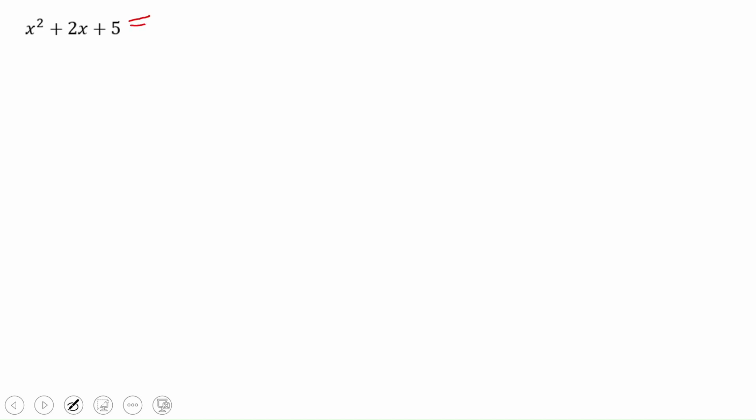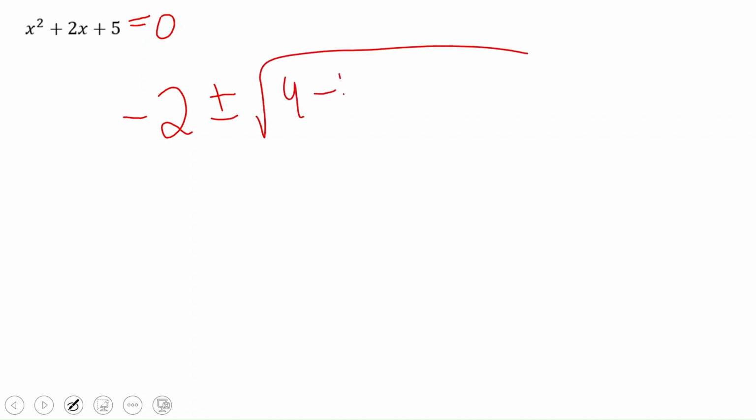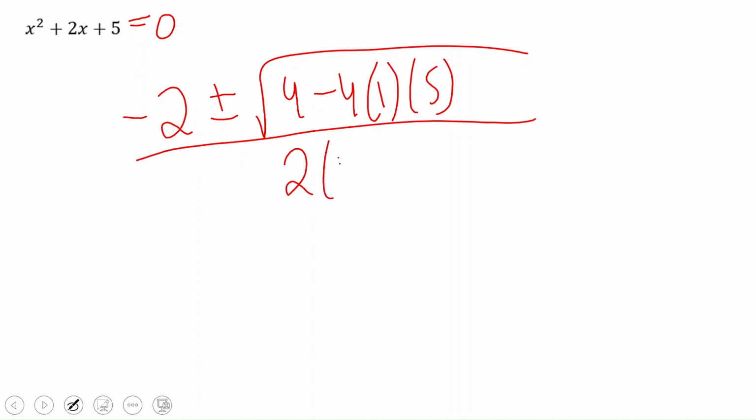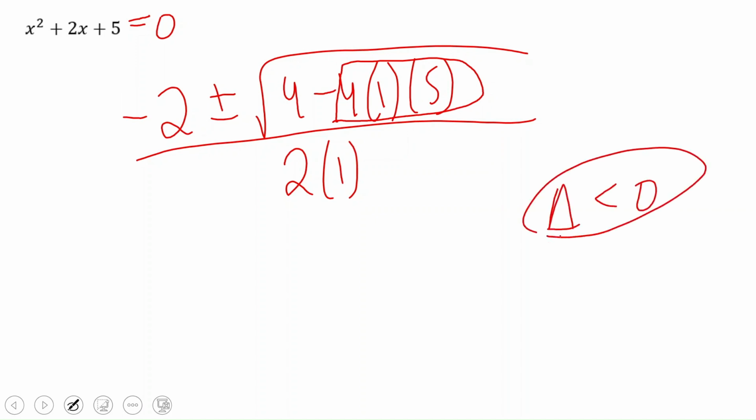So this is going to be equal to 0, and we're just going to use minus b plus minus the root of b squared minus 4ac divided by 2a. Now if you notice, 4 minus 4 into 5, which is 20, is minus 16, so the discriminant is less than 0. And like I said before, this means that there are no real solutions.